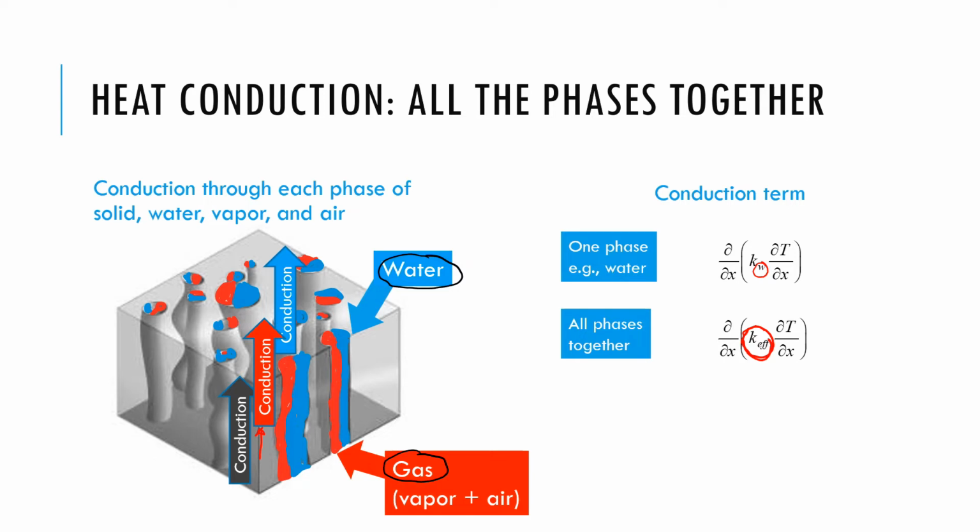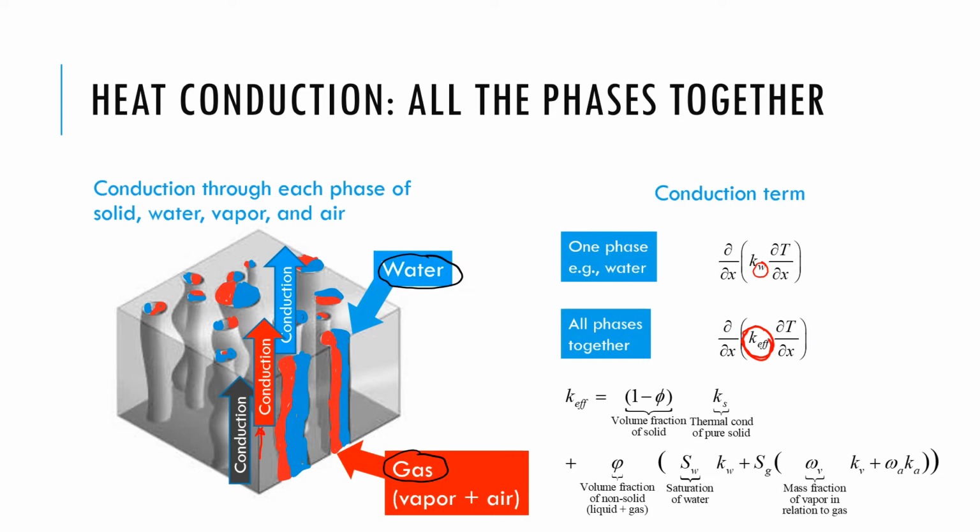So volumetrically averaged thermal conductivity of all the phases. We are including all of the phases explicitly, and that volumetric averaging is shown here. If you take a phase, let's say the solid phase, how much solid phase is there? It's the volume fraction of solid. If phi is the porosity, then that's the total porosity, then 1 minus phi is the fraction of solid.